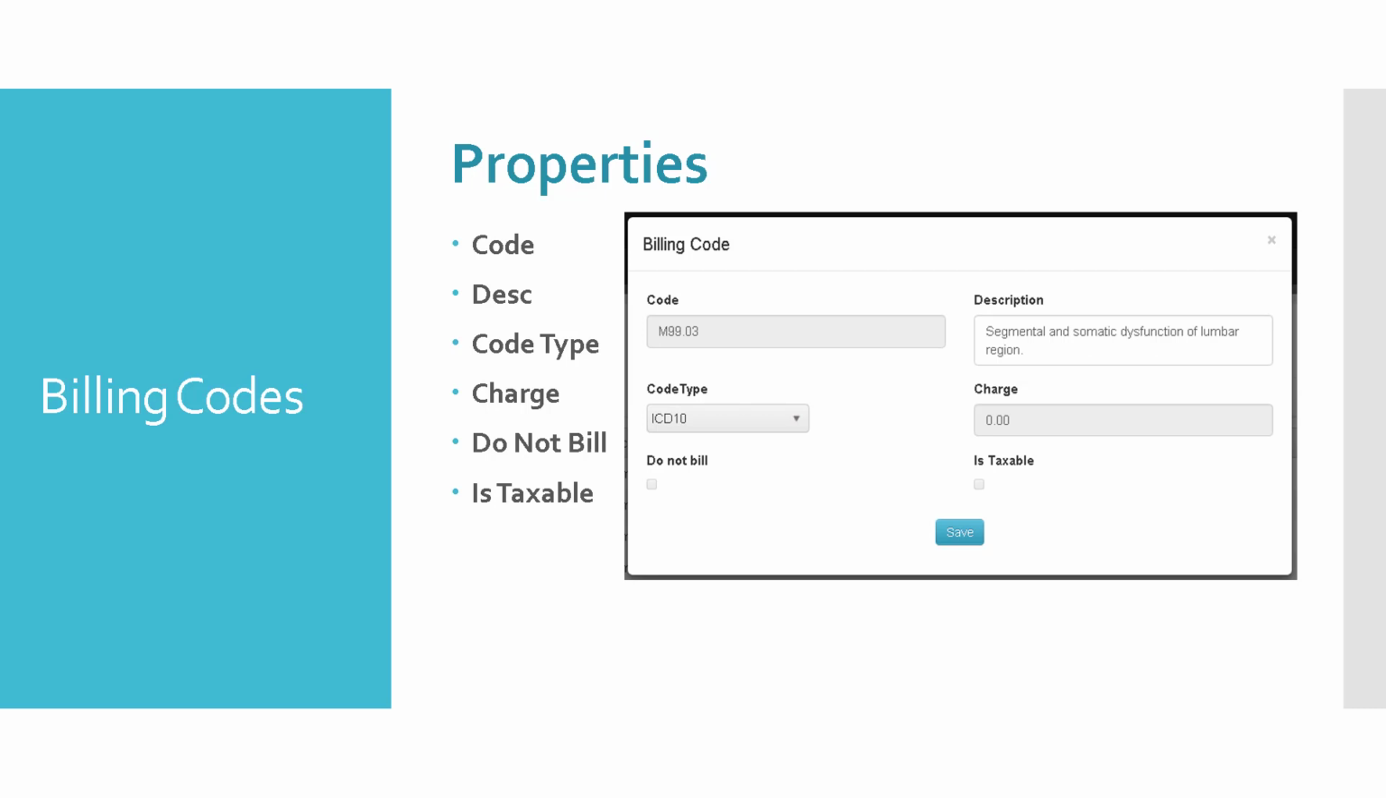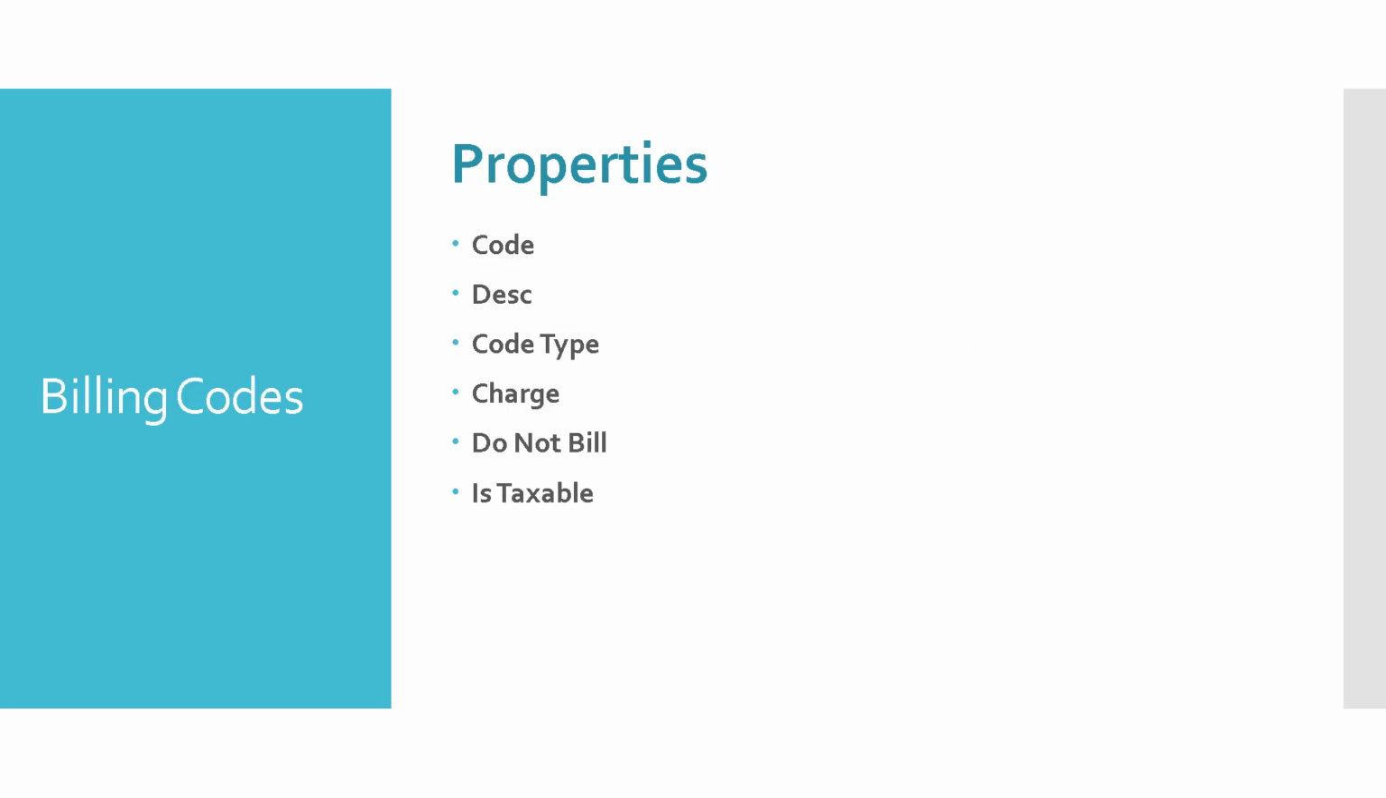Charge. If a payment should be associated with a code, enter the base dollar amount here. Do not bill. If you are entering a code for a supplement or office code that should never be sent on a claim, checking this box ensures that when completing a visit, the charge is automatically assigned as patient responsibility and will never appear on a 1500 or in an electronic claim. Is taxable. If tax should be added on when calculating the total patient responsibility, the tax rate is taken from the next screen. Clinic.